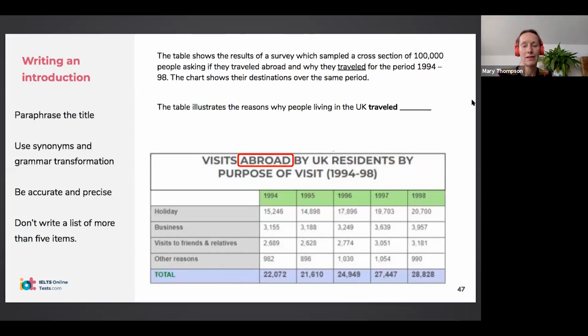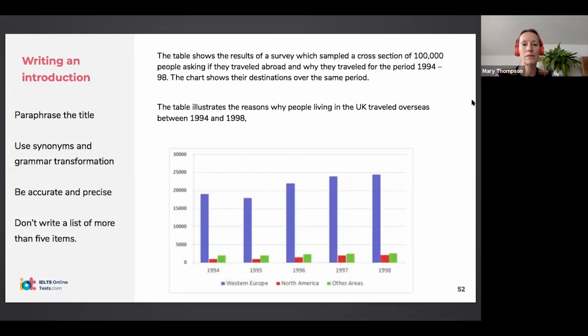Travelled. Okay, another word for abroad? Overseas, that's right. Something, 1994, 1998. It's not during, yeah, between, that's right. Between 1994 and 1998. Okay, so that kind of covers the part about the table, and then you move on to the bar chart.